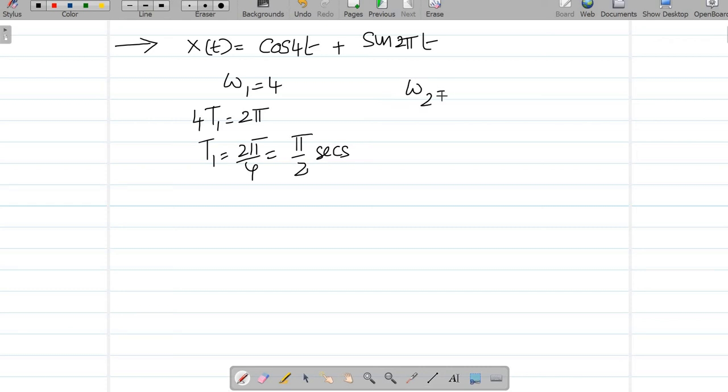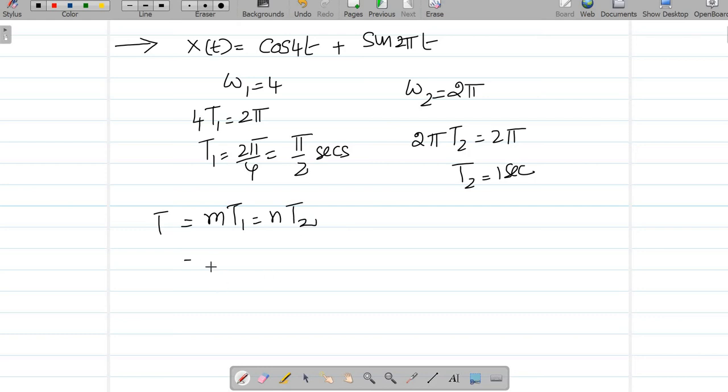So let us try to find the time period for the second term, which is a sinusoidal term. Here in this case it is 2 pi. So 2 pi times t2 is equal to 2 pi. So t2 is 1 second. So in order to find T, the condition should be m times t1 should be equal to n times t2. Now here we have m times pi by 2 is equal to n times 1. Now if you see, pi is an irrational number.